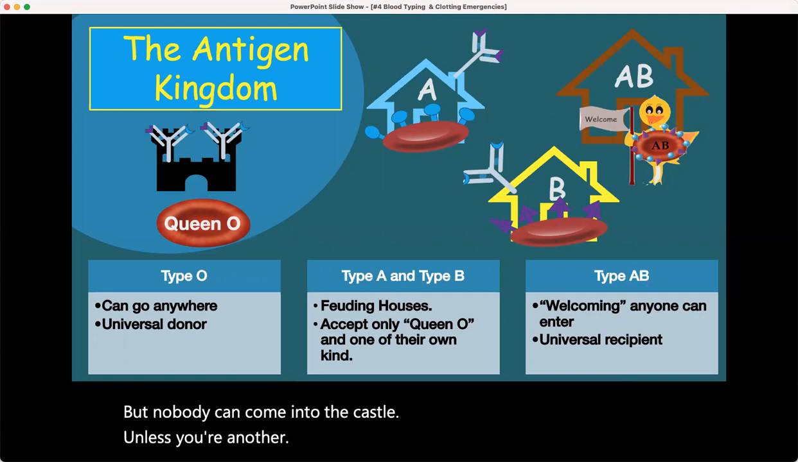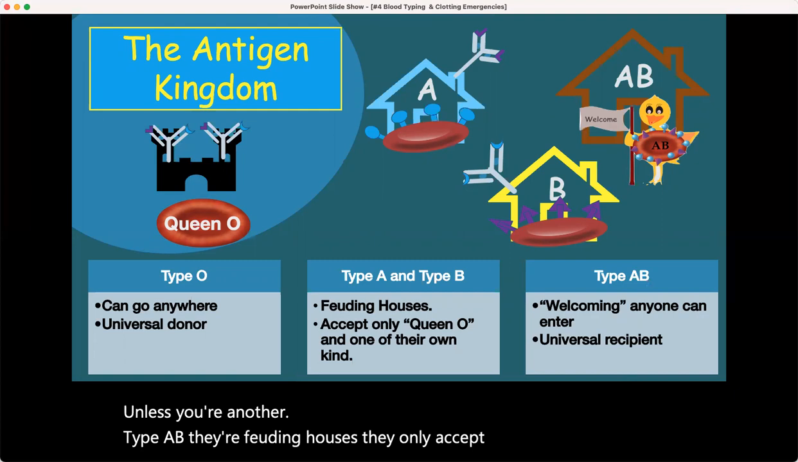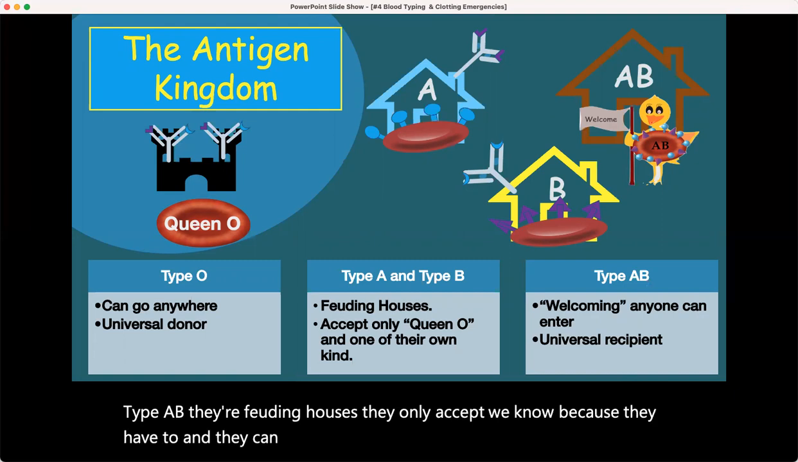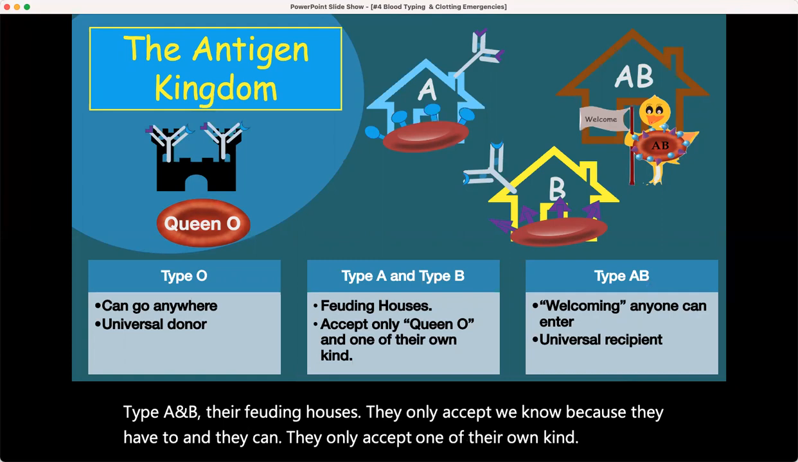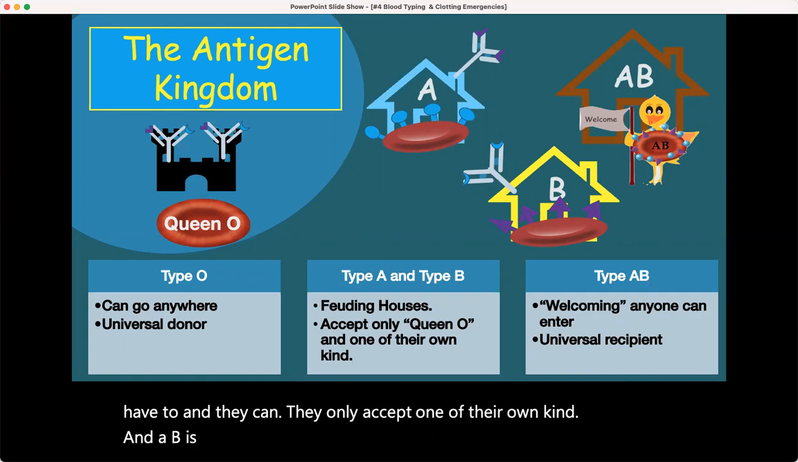Type A and B, they're feuding houses. They only accept Queen O because they have to, and they only accept one of their own kind. And AB is the duck. They are the universal recipient. They welcome anyone.